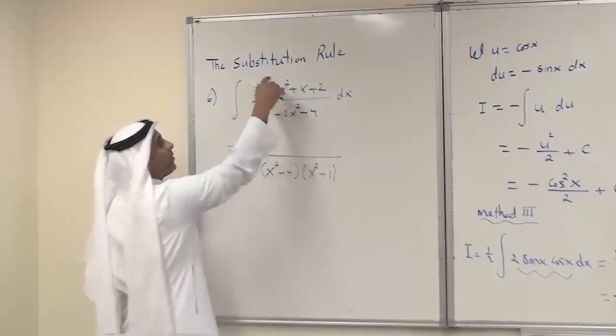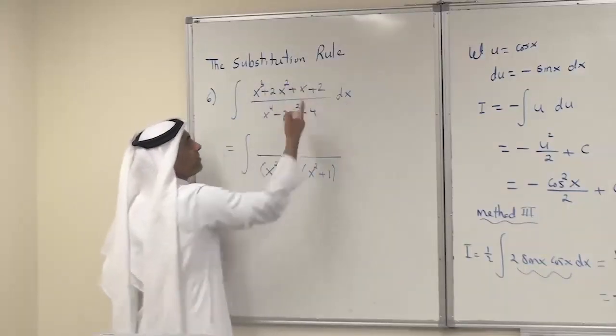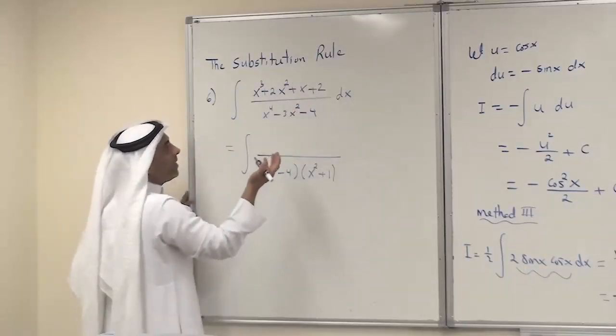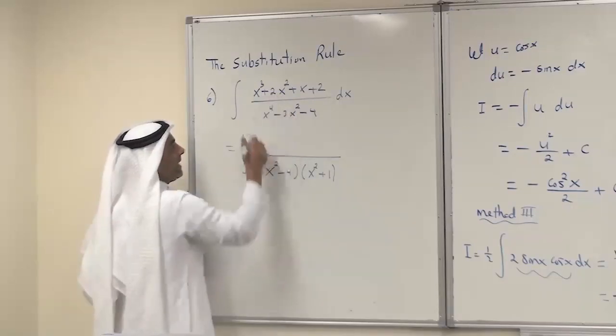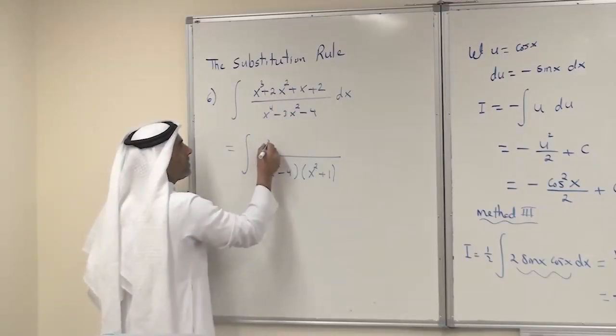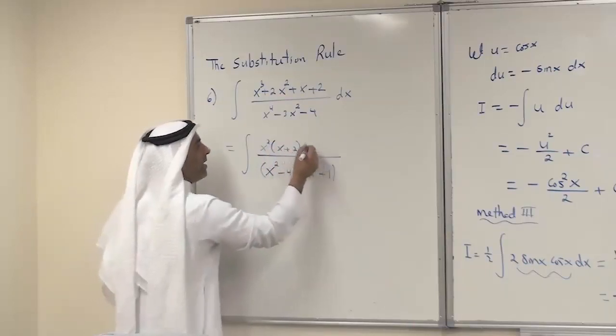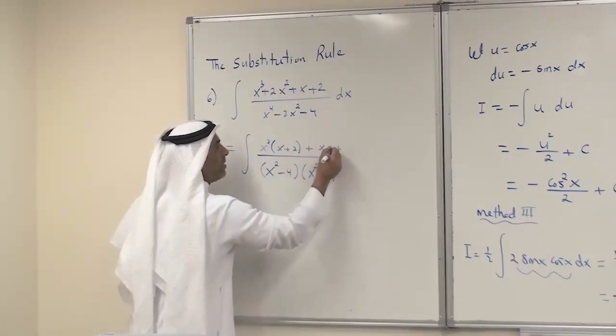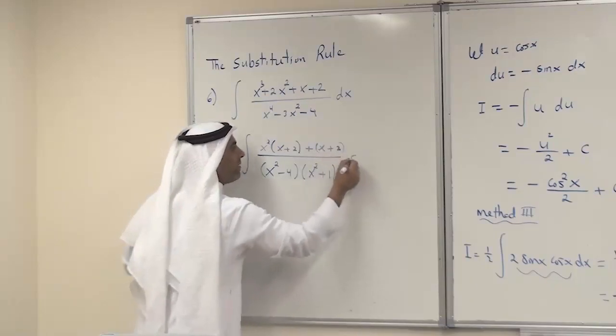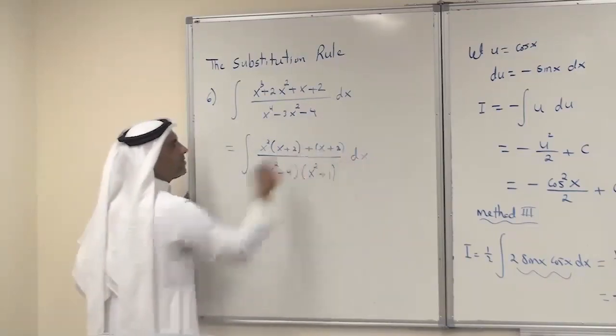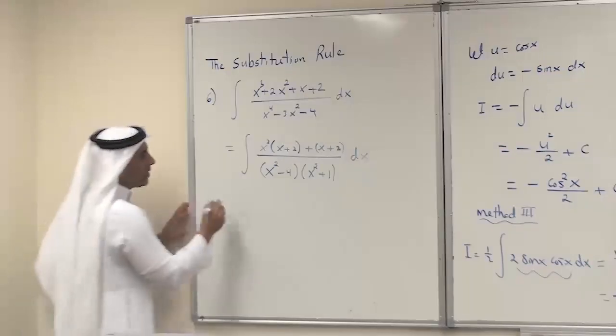Looking at the numerator, 1, 2, 3, 4 terms, so we can do factoring by grouping. For example, I can take x squared from the first 2 terms. I will end up with x plus 2. Then I have x plus 2 here. So this is one step in the factorization because now I have x plus 2, x plus 2. So it seems what I did is working fine.